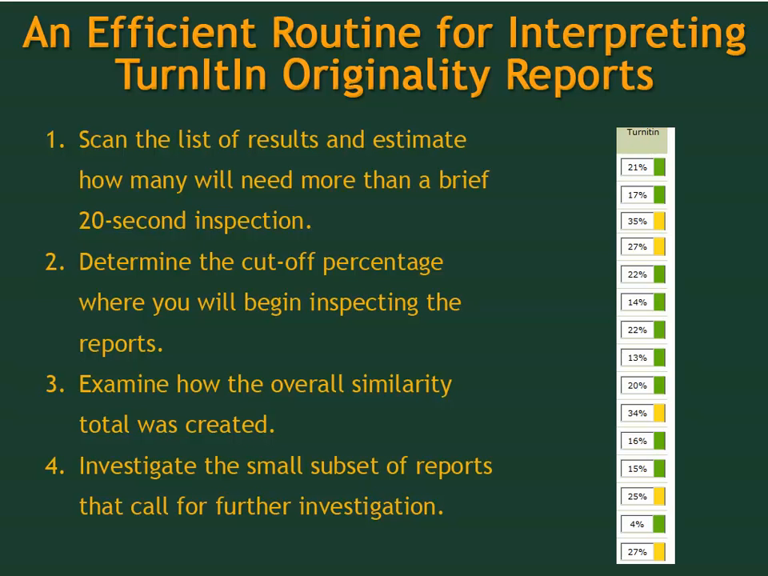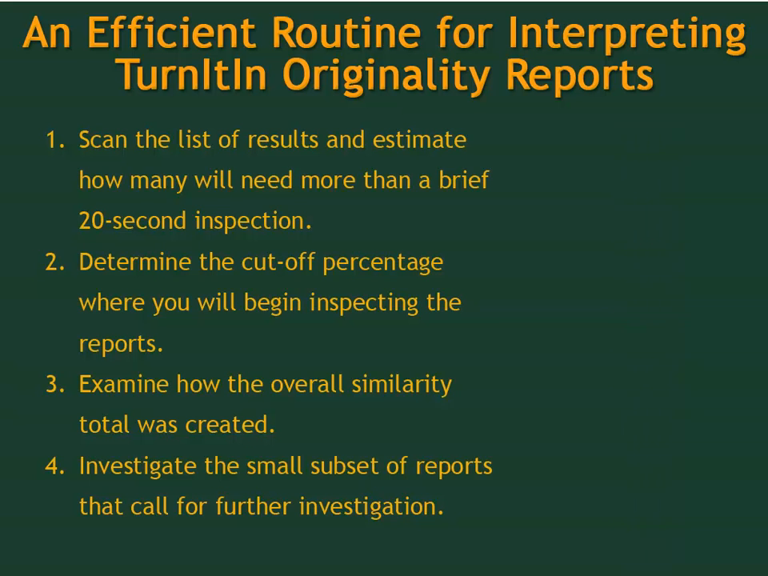Step 2. Identify where on the range of similarity report scores you need to start investigating. In general, instructors check all reports with similarity percentages over 30 or 35%. Sometimes reviewing all reports may be helpful. But many instructors develop their own strategies for deciding when to cut off detailed investigation.